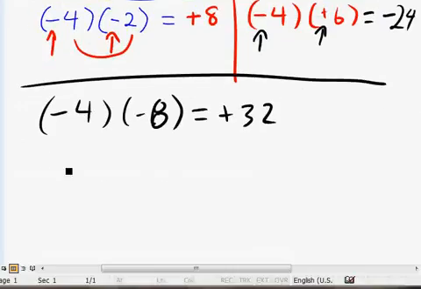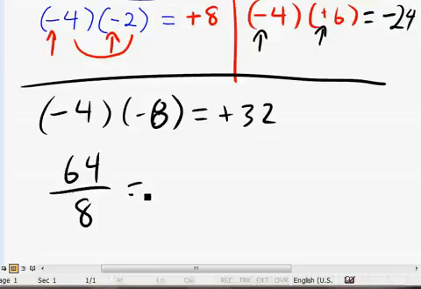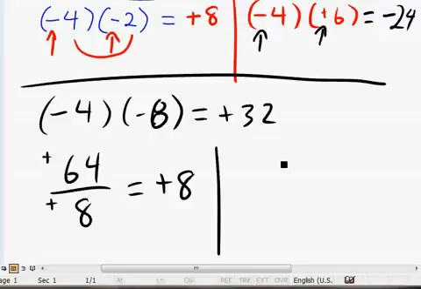Let's jump down to division. What about 64 divided by 8? Well, if they don't put a sign, you know it's positive. So it's a positive 64, positive 8. Because they're the same signs, the answer is going to be a positive answer. 64 divided by 8 is 8. And that's your answer.